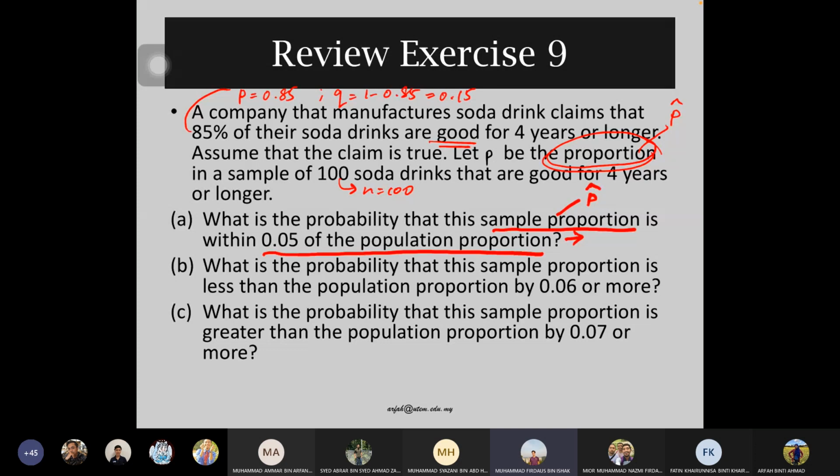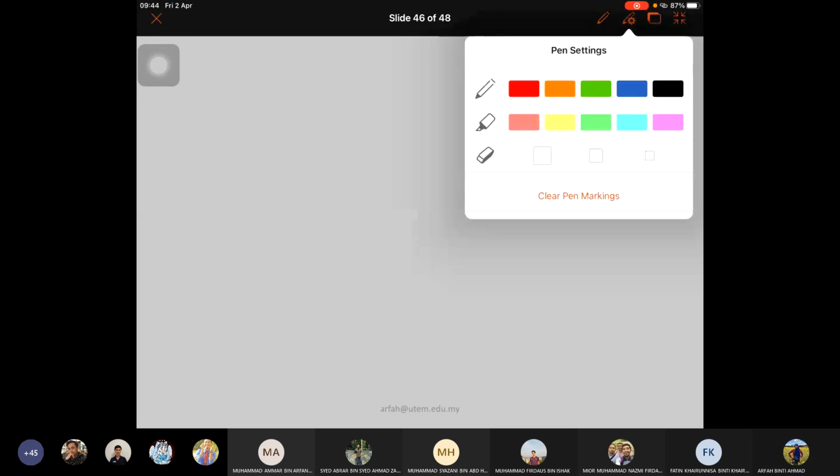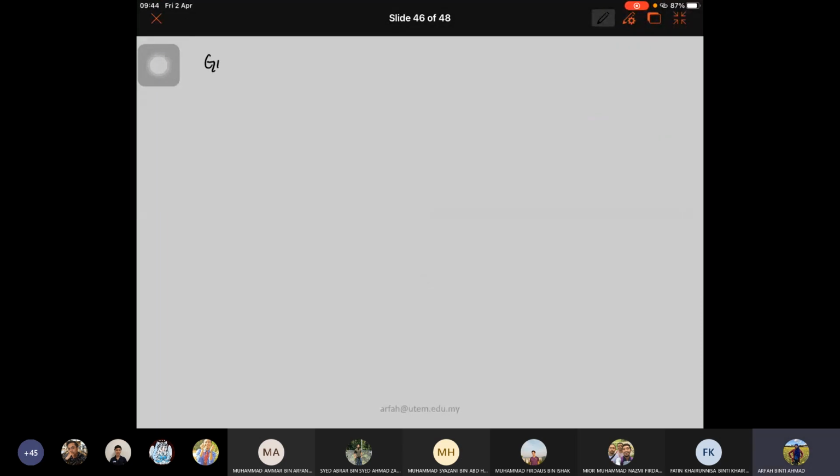0.8, 0.9. 0.8 and also 0.9. Correct. Okay, so this is part A. Given, list down all the information. N equals 100, P equals 0.85, and Q equals 1 minus P equals 0.15. So for question A, within 0.05 means P plus or minus 0.05.